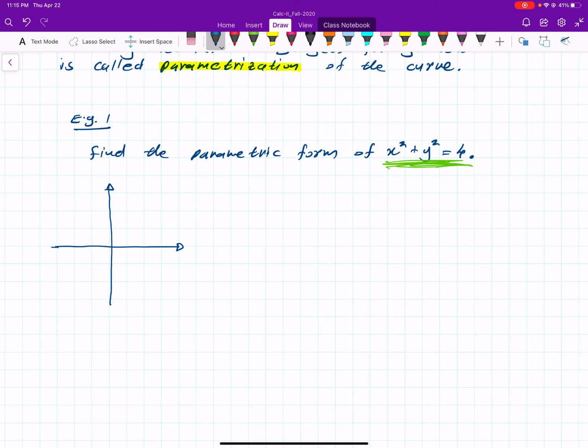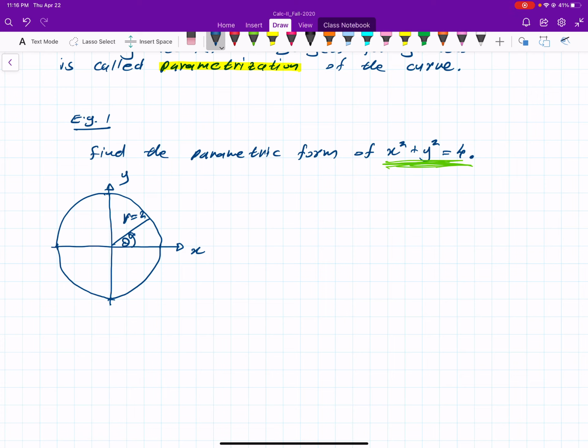Actually, that is the equation of a circle with radius 2. Let's consider this as the circle, and here the radius r should be 2. Then you could consider this angle, theta, as that angle.